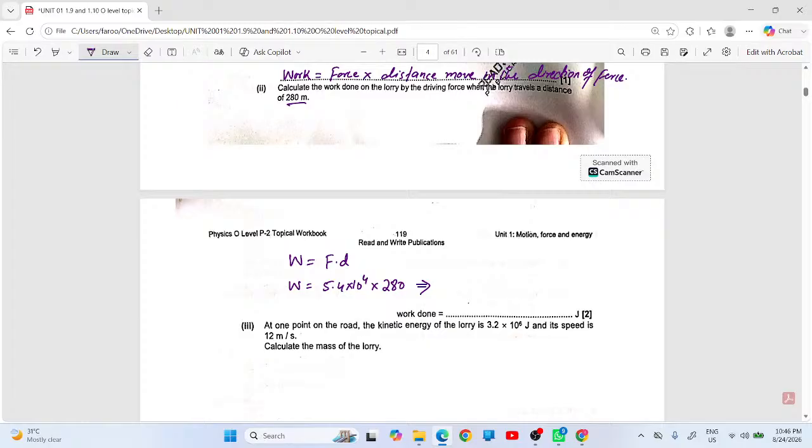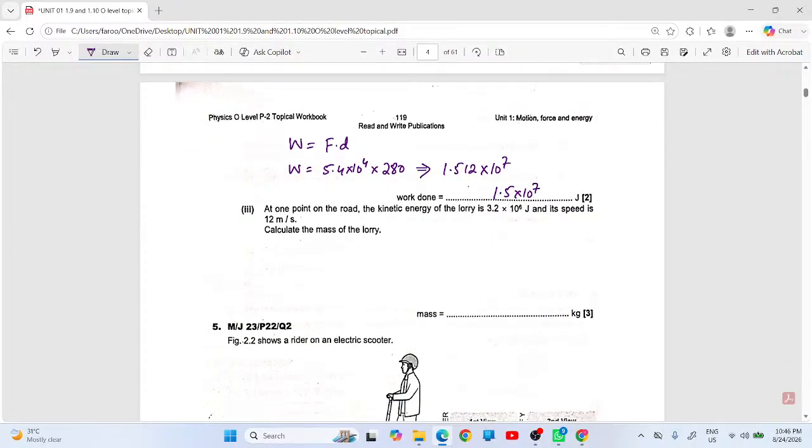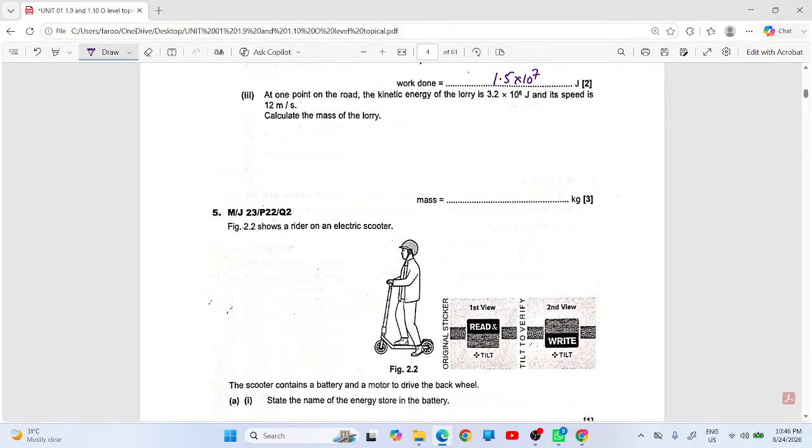Answer is 1.512 × 10 raised to power 7. So 1.5 × 10 raised to power 7. ठीक answer.